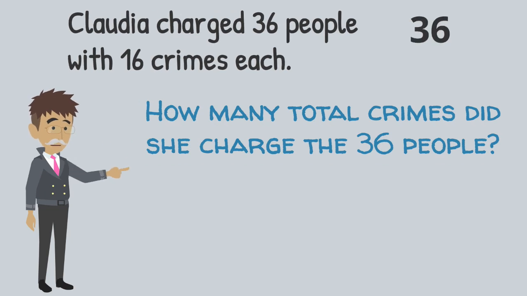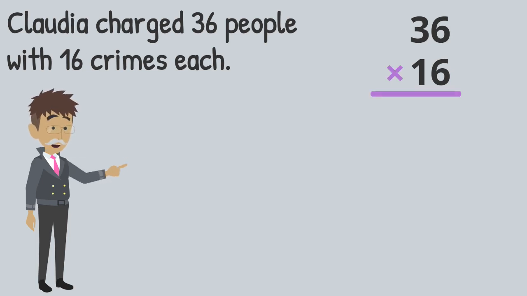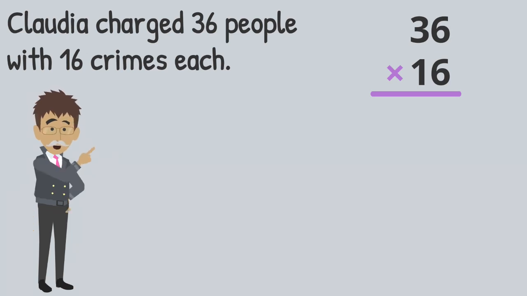First, line up the two numbers. In this case, I wrote 36 on top and 16 on the bottom. I wrote the multiplication symbol and drew a line. Next, multiply the 6 by each digit in the other number.